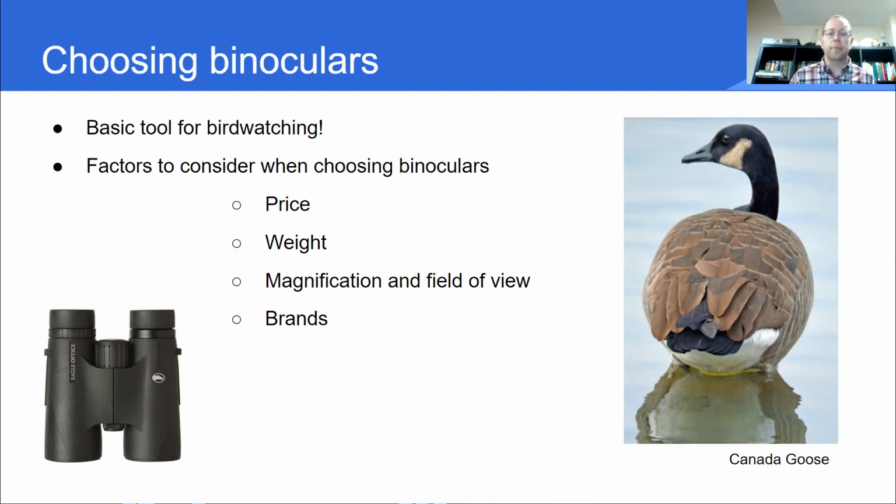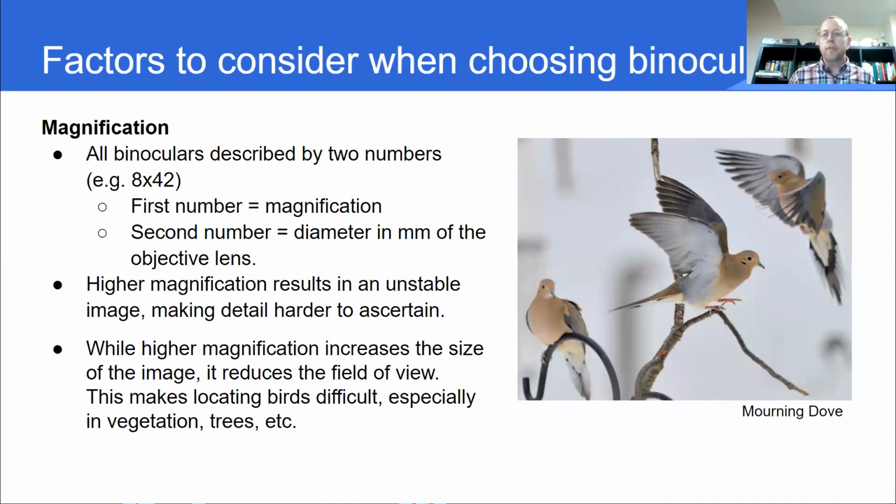Okay, next slide, please. So let's start with probably the primary aspect of a binocular that somebody thinks about when they pick one up and start to look through it. And that's what's called magnification. How much is that image that you are looking at being magnified to your eye?